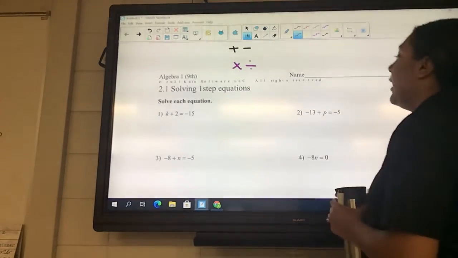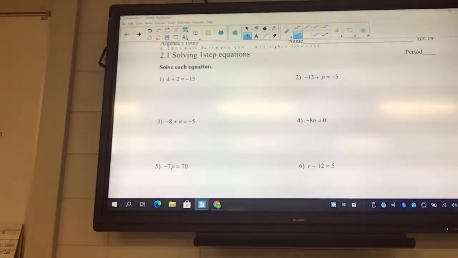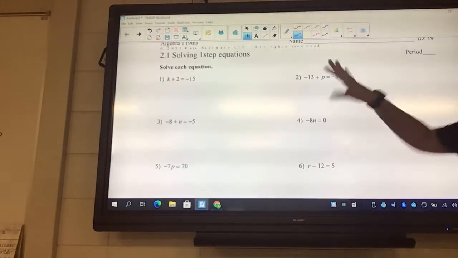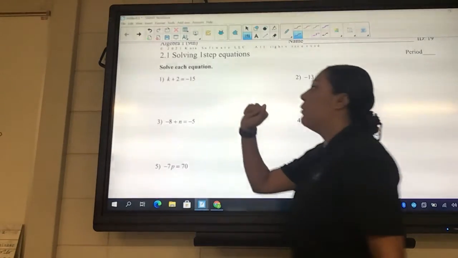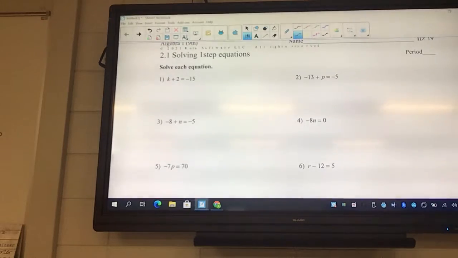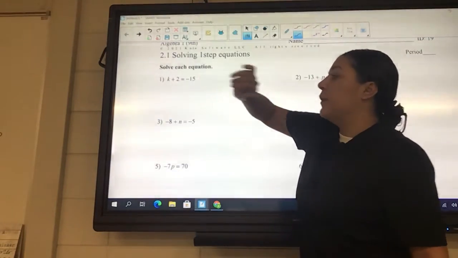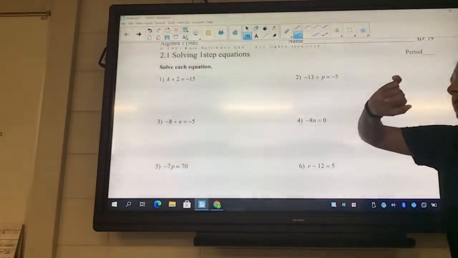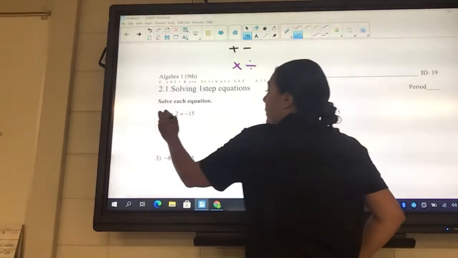So if we're looking at number 1, the whole goal or objective with these is to get the letter by itself. And there's 2 sides to an equal sign. There's this side and this side. So we want the letter side by itself. The letter never gets moved. And so we can look at this and say, well, there's a 2 with the K. Well, how do I move a plus 2? Well, the plus goes with the minus, so we're going to say minus 2.